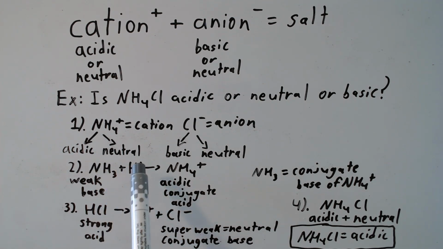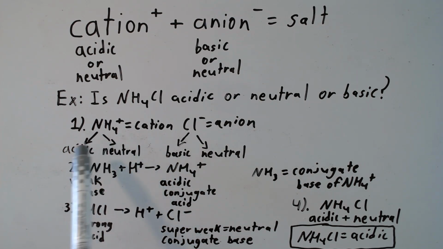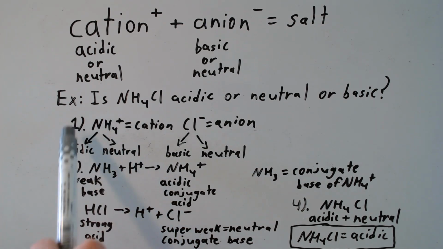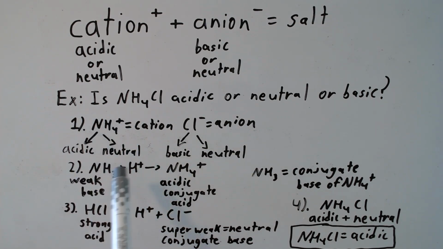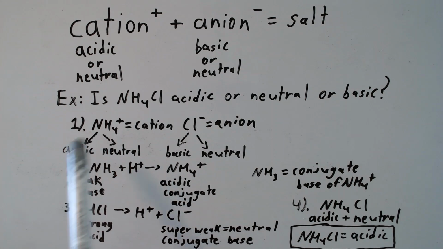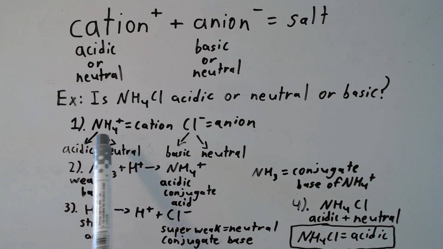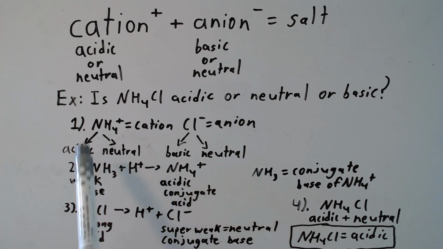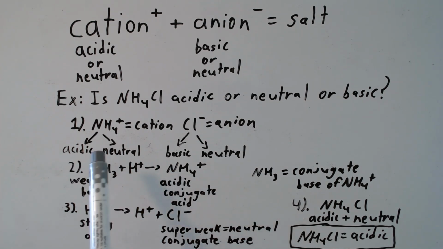And the way we do that is for this cation, since it could be acidic, but it can't be basic, we need to find the conjugate base that produced this cation. And knowing the strength of that conjugate base, we could figure out the strength of this cation, whether it is acidic or neutral. And the conjugate base of NH4 plus is NH3, because the conjugate base and the conjugate acid only differ by one H plus.